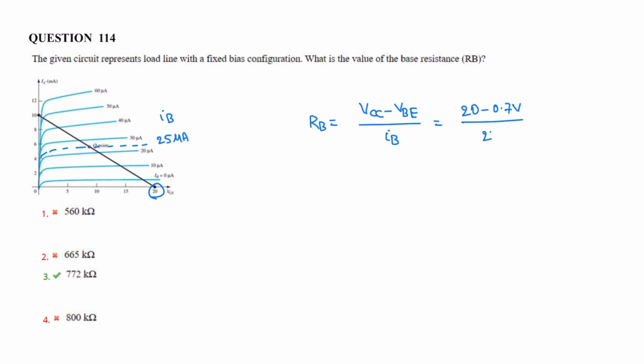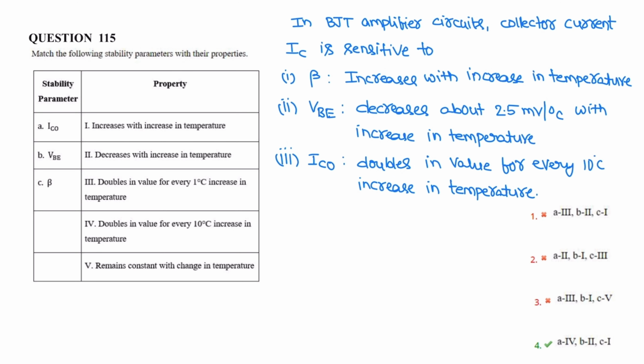So base current IB is 25 microampere. So that is 19.3 divided by 25 into 10 power minus 6. So its value is 772 kilo ohms. Correct option is 3.